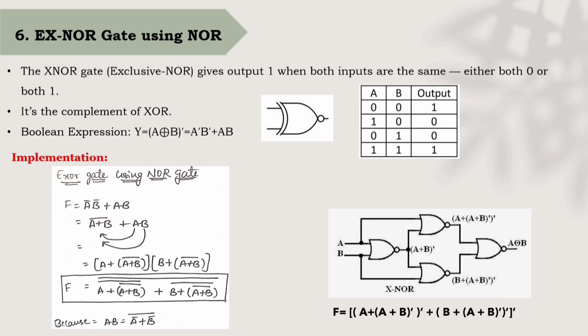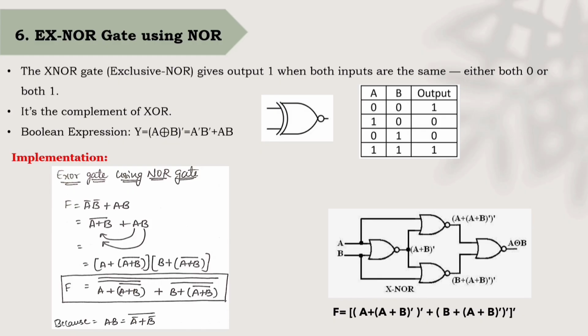Based on the De Morgan rule, AB equals (A bar plus B bar) whole bar, we are able to write the equation as F equals ((A plus B) bar) whole bar plus ((B plus (A plus B) bar) whole bar) whole bar. So this is the final Boolean expression that we get when we simplify the XNOR equation with respect to the NOR gate.